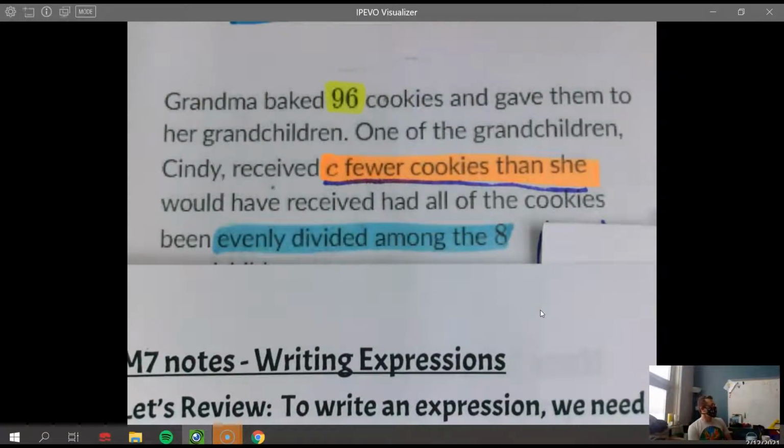Grandma baked 96 cookies. We don't know this grandma's name. One of the grandchildren, Cindy, received fewer cookies than she would have received had all the cookies been evenly divided among all 8. Now, if we want to make this situation a little nicer, let's assume she has a nut allergy or something, so they had to keep some of the cookies from her.